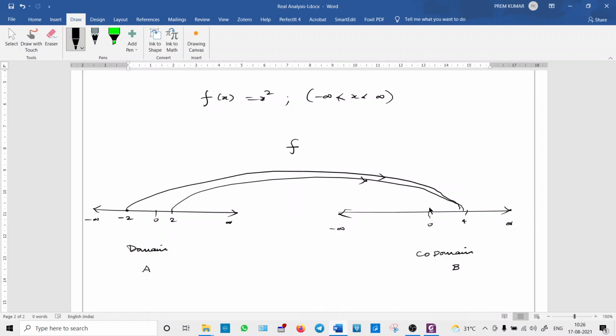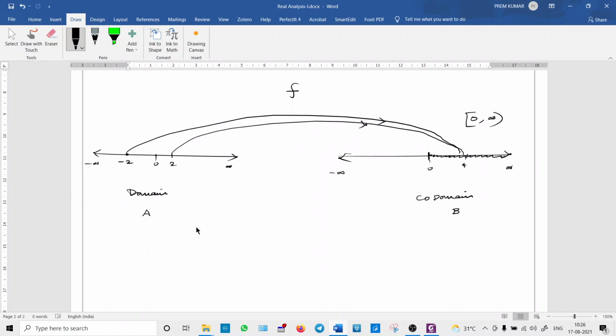This shaded region is the range, that is 0 to infinity. 0 is included because here 0 is there, no? 0 is mapped to 0. And minus 2 is also mapped to plus 4. Okay. So what simple questions can we ask?